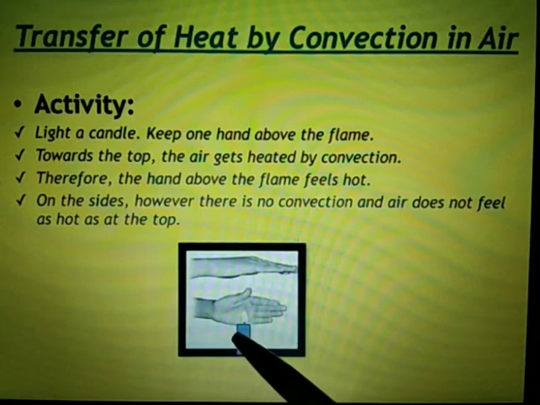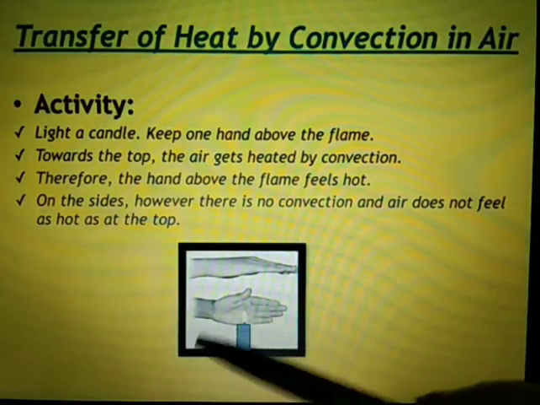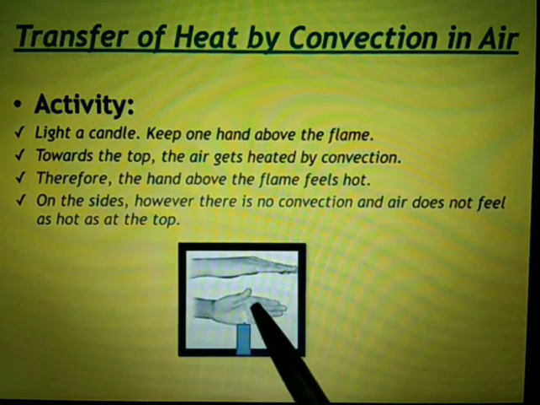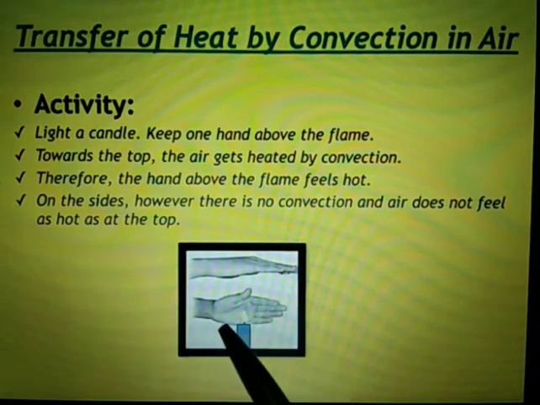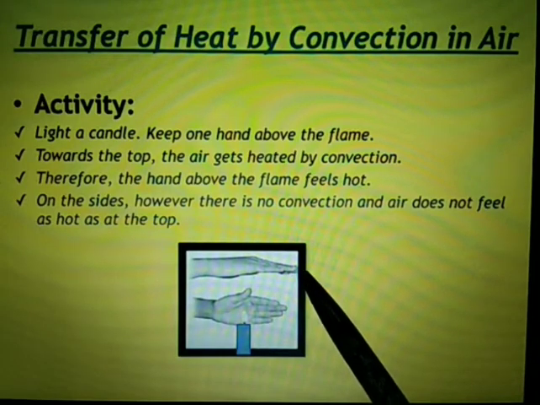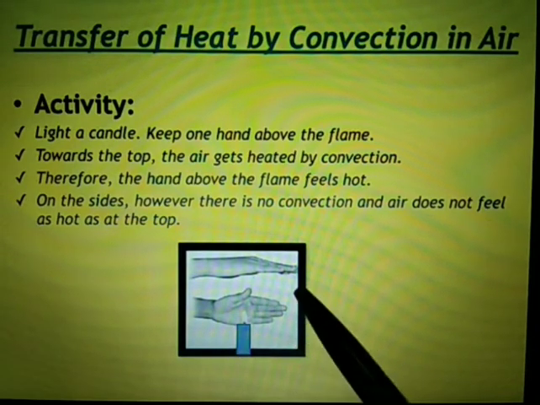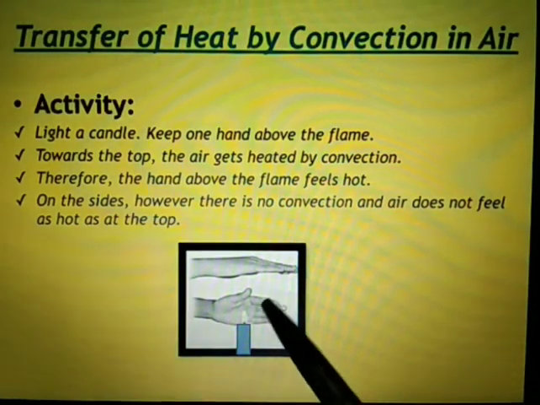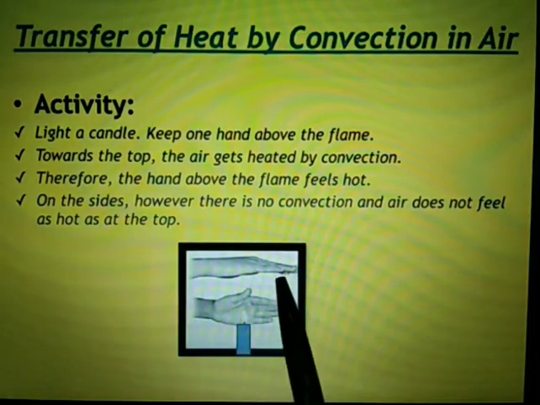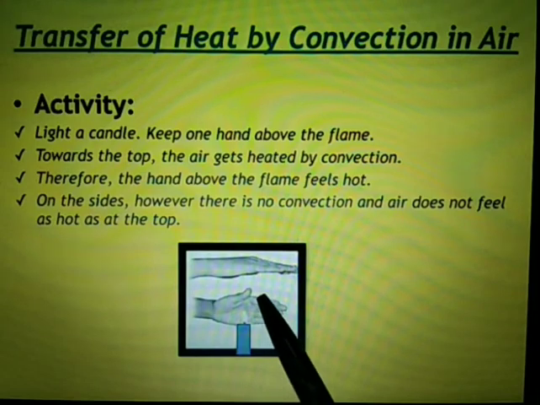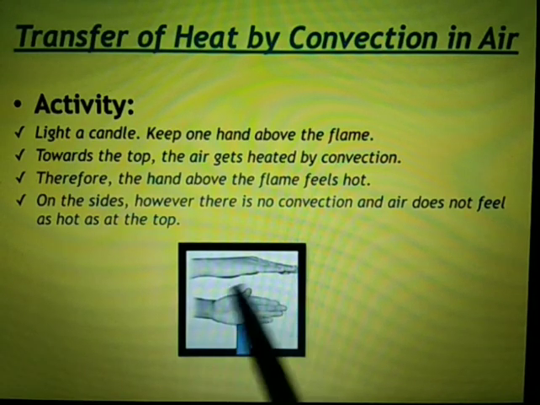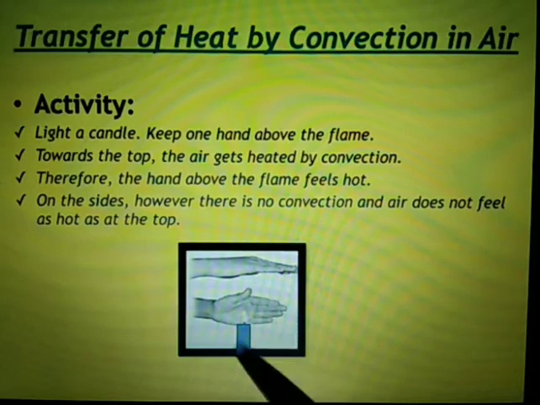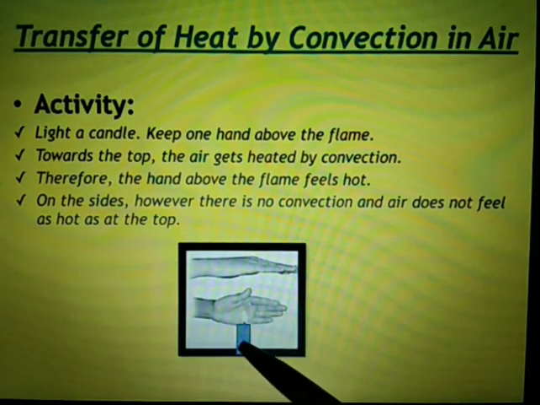Clear? If we take our hand to one side, what will happen? There will be no convection process. Air does not feel as hot at the side as at the top. Clear? Your top hand will feel hot, whereas your side hand will not feel hot. Why? Because in this convection process, the air moves in this form. The convection is there on the top portion, not on the sides. Clear? That means this is how convection in air takes place.